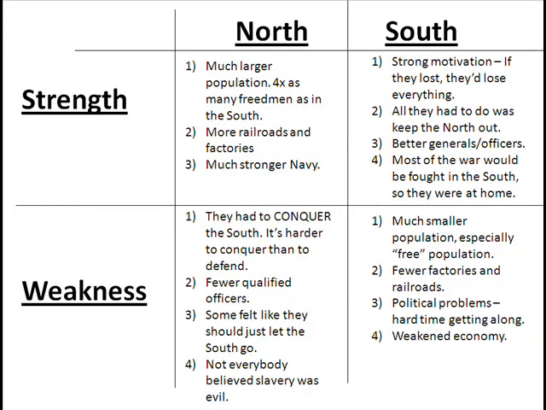Okay, let's talk about the strengths and weaknesses of each side going into the Civil War. The North had a much larger population, about 4 times as many free men as in the South.